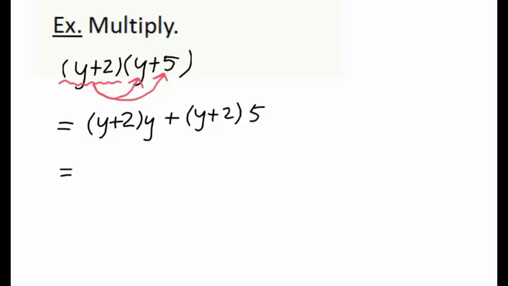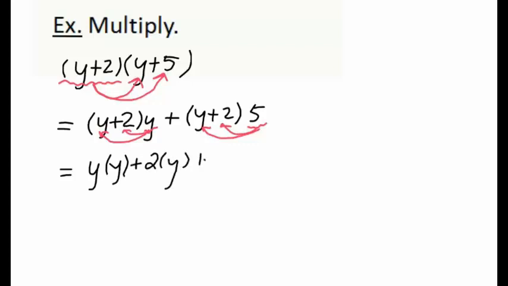From here, what we want to do is distribute once more using our monomials. So in the first term, which is right here, our monomial is y, and we're going to distribute that to both the y and to the 2. In our second term, the monomial is 5, and we'll distribute that to the y and to the 2. So altogether, we'll get y times y plus 2 times y plus y times 5 plus 2 times 5.